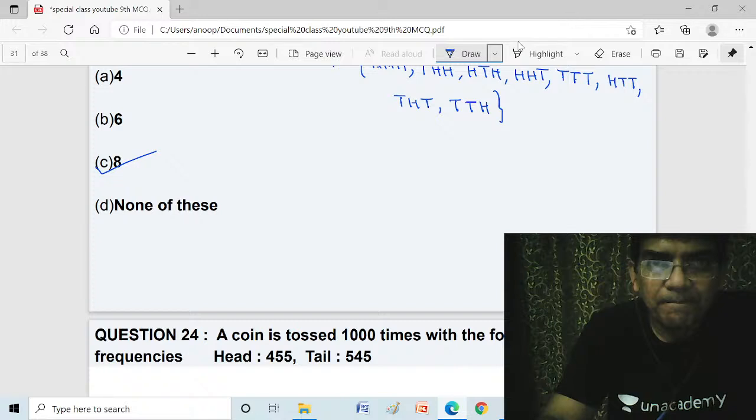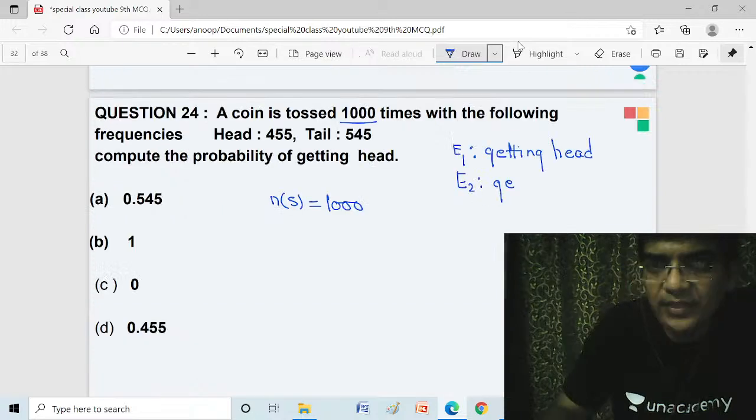This question says a coin is tossed 1000 times. So this 1000 is the sample space. You can write the cardinal number of the sample space is equal to 1000. Now there are two events given. Getting head is one of the events, E1. The first event we can consider getting head, and the second event, E2, can be considered as getting tail.